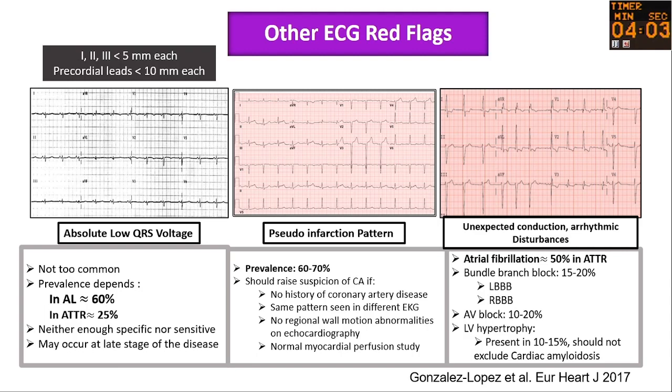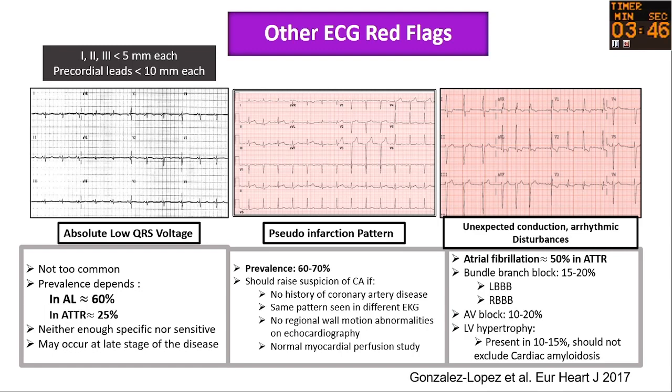Now, many people, and we learn this in medical school, think of the absolute low QRS voltage. It's not very common, actually. It's more common in light chain, and it's more a sign of late stage of the disease. In other words, we wait too long to diagnose the patient, and they may have the absolute QRS low voltage.